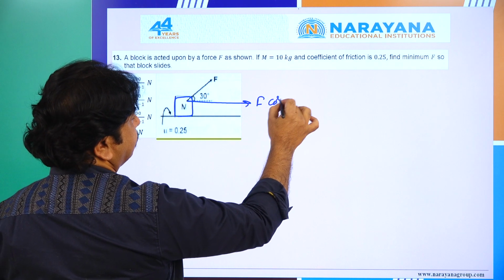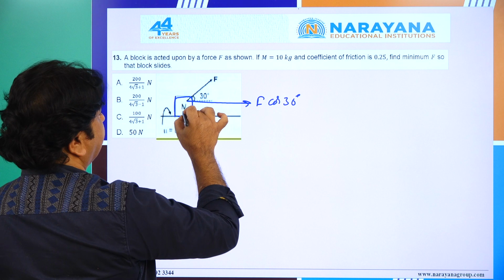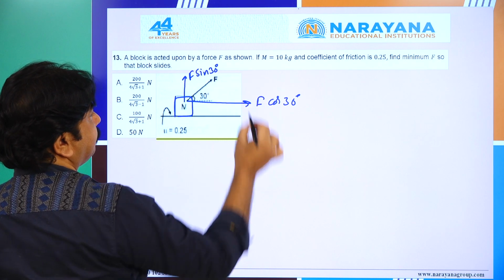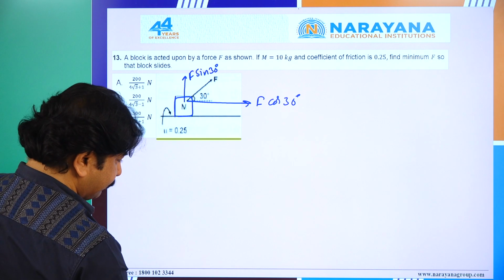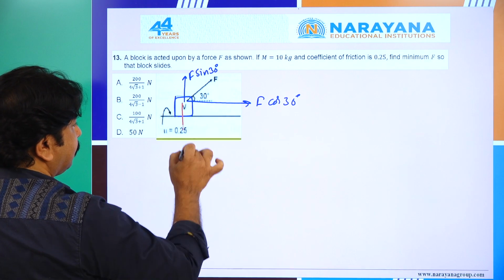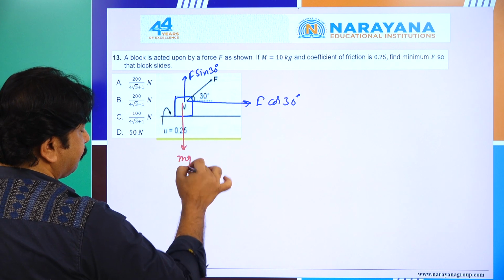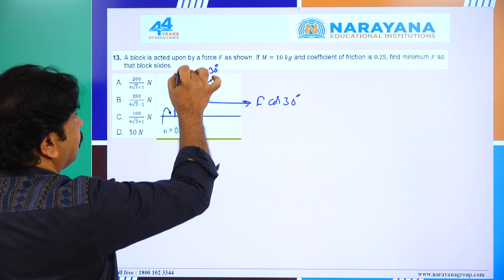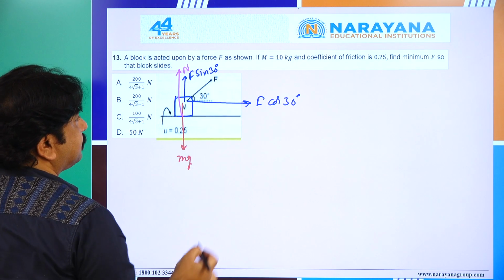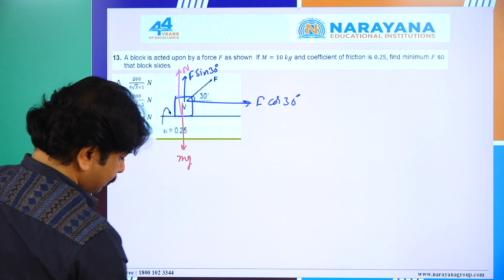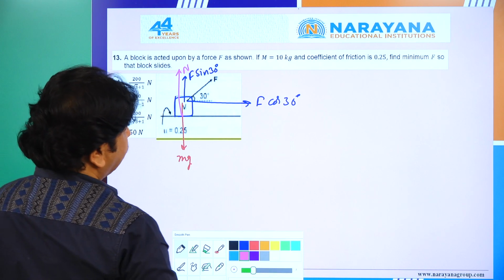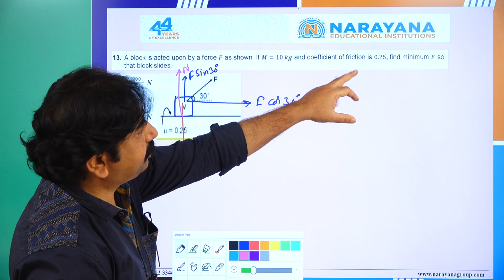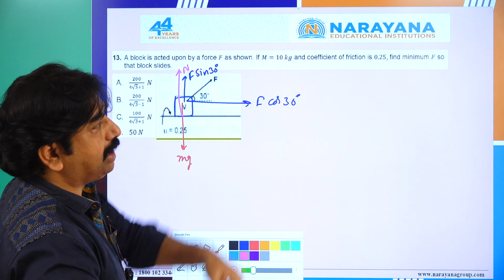In this one, the components are F cos 30 and this is the F sin 30. And moreover, we can draw mg. The normal reaction is also upwards. The block is acted upon by a force F as shown in the figure. Coefficient of friction is given. Find the minimum value of F.